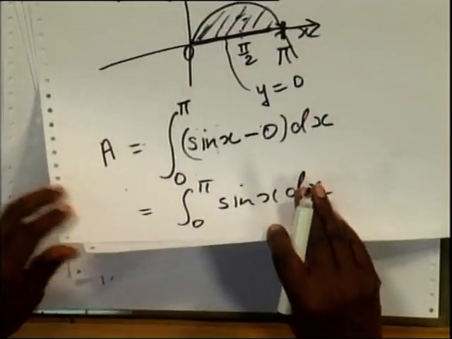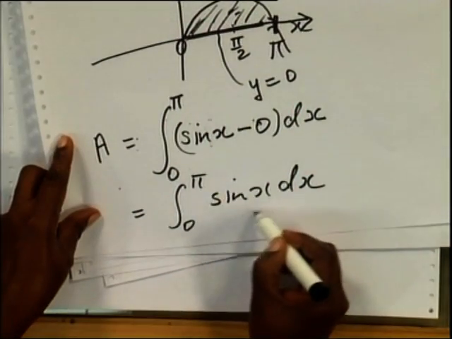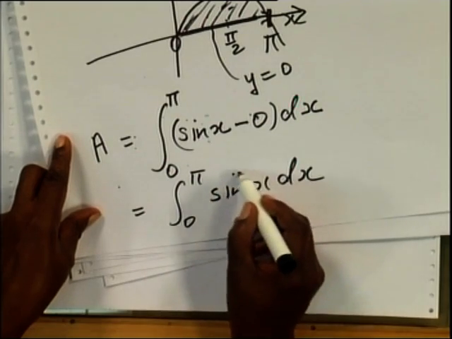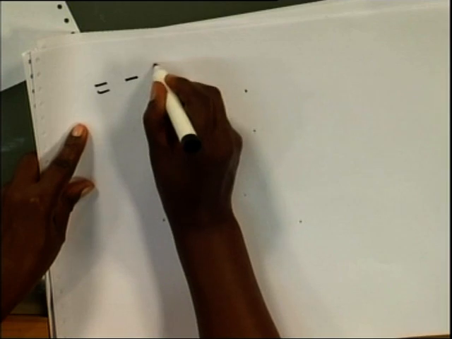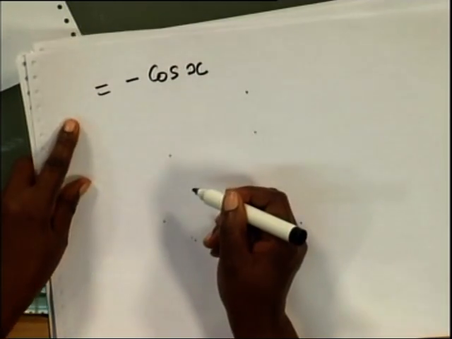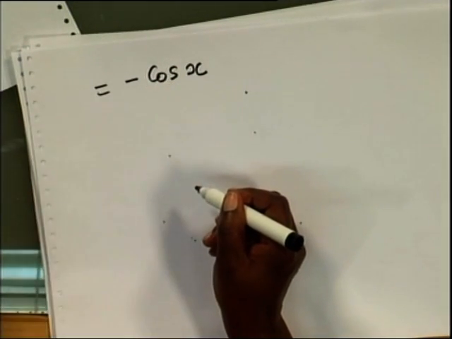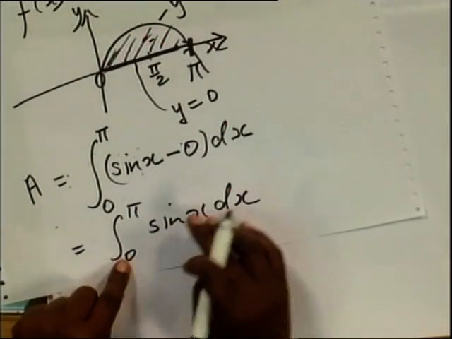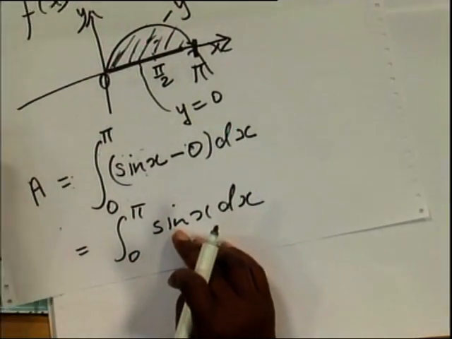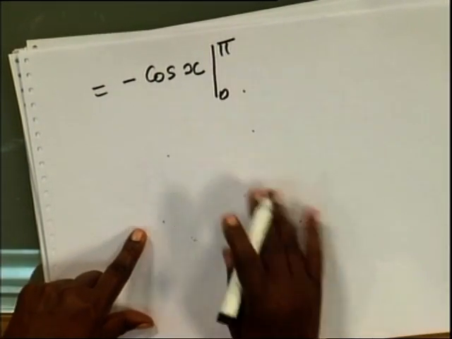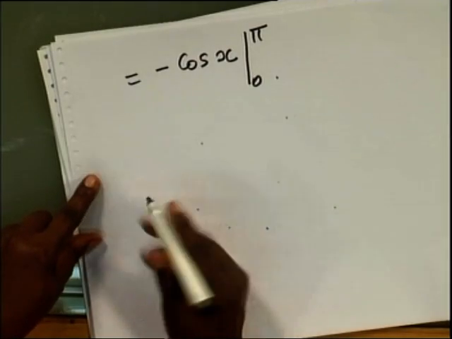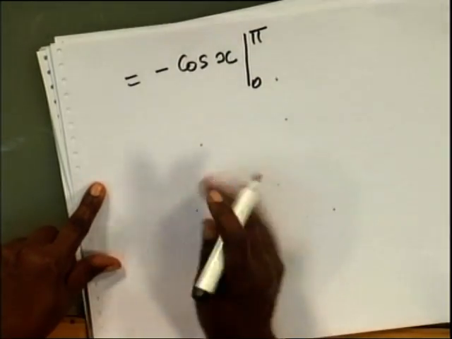Now, the integral of this one, you ask yourself, what is the antiderivative of sine x? You ask yourself, what did I differentiate to get sine x? So actually the antiderivative of sine x is equal to minus cos x. I differentiated minus cos x to get sine x. That's why the antiderivative of sine x is minus cos x. And it's a definite integral because it's from 0 to pi. Now I'm going to evaluate my value, which is actually going to end up with a real value, which is an area.